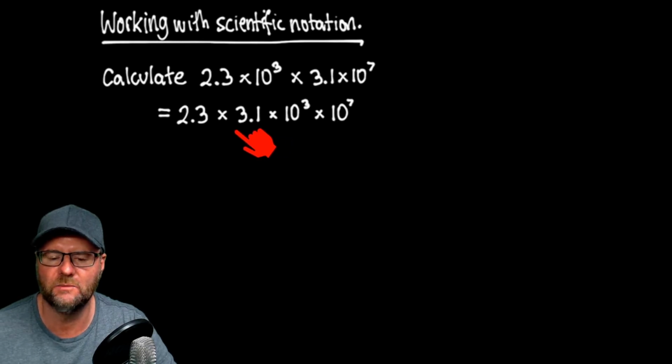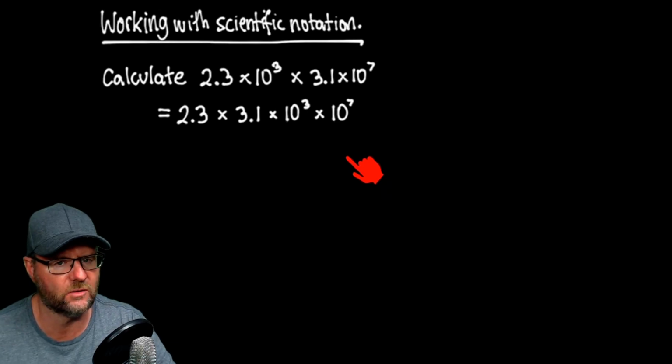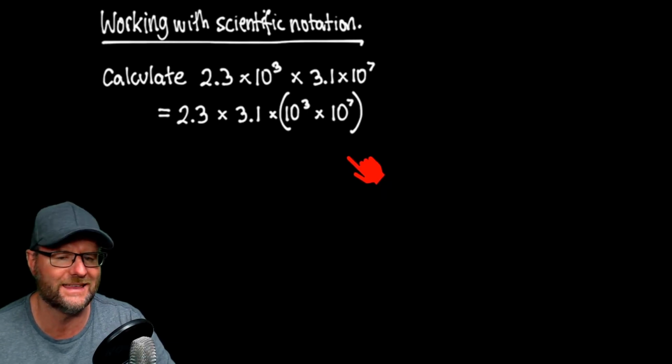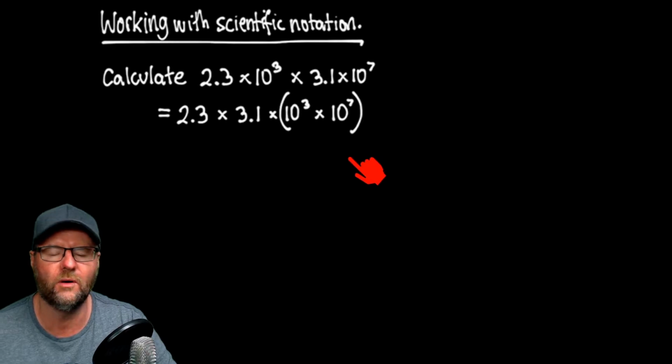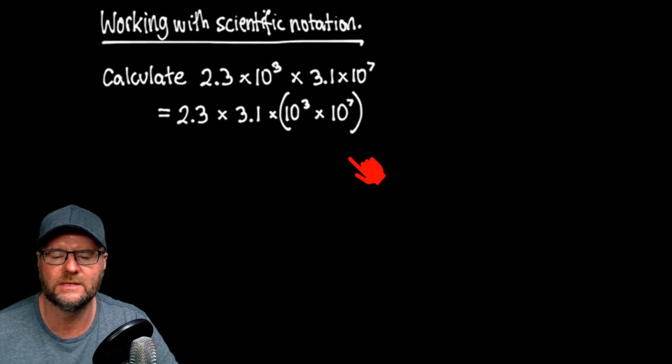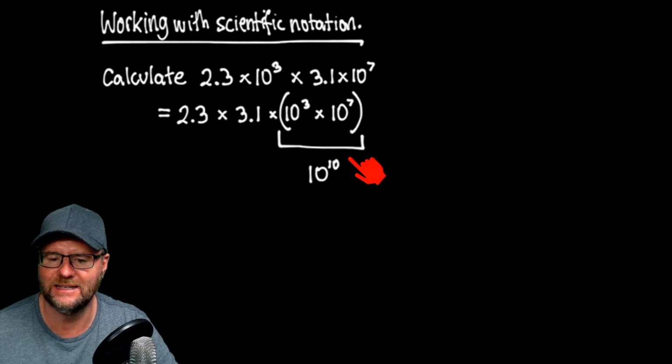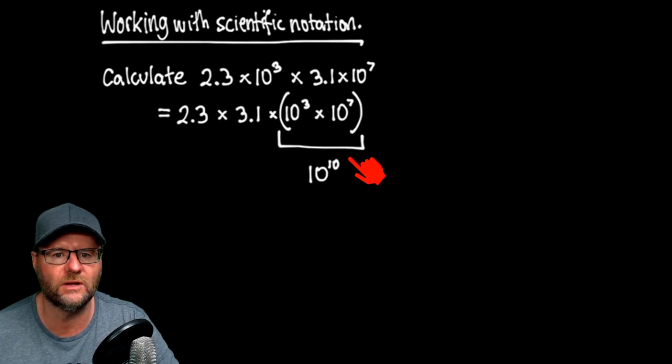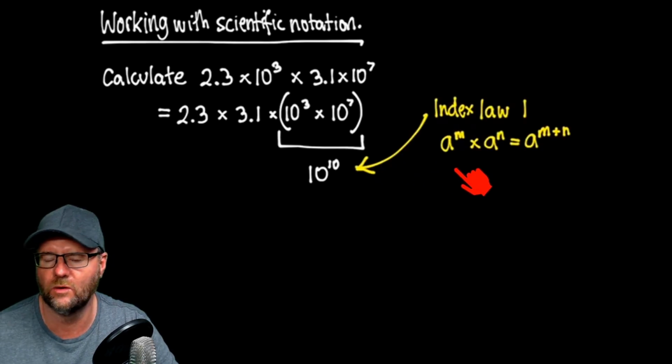And I'm going to put the decimal parts up front, and I'm going to put the index parts at the back. The reason I'm going to do this is that now I've got these together, I can call upon index law 1, which says when I multiply things that have the same base, I add the indexes. So my 10 to the 3 times 10 to the 7 becomes 10 to the 10. And that was index law 1.